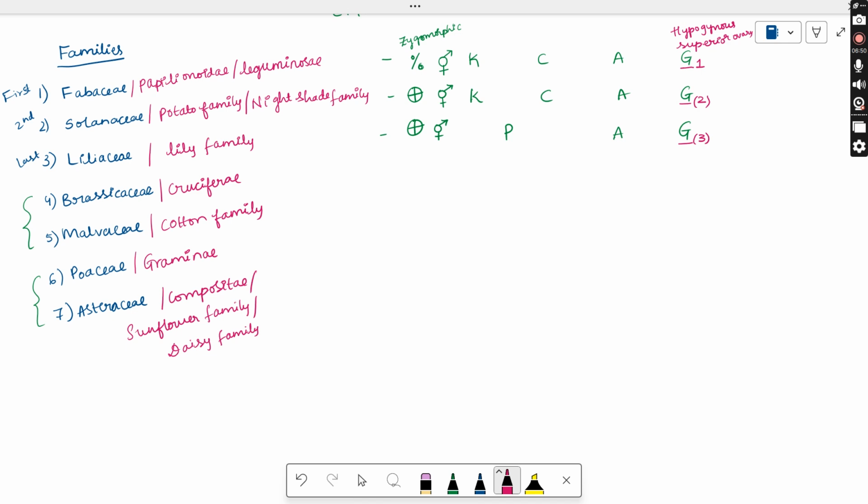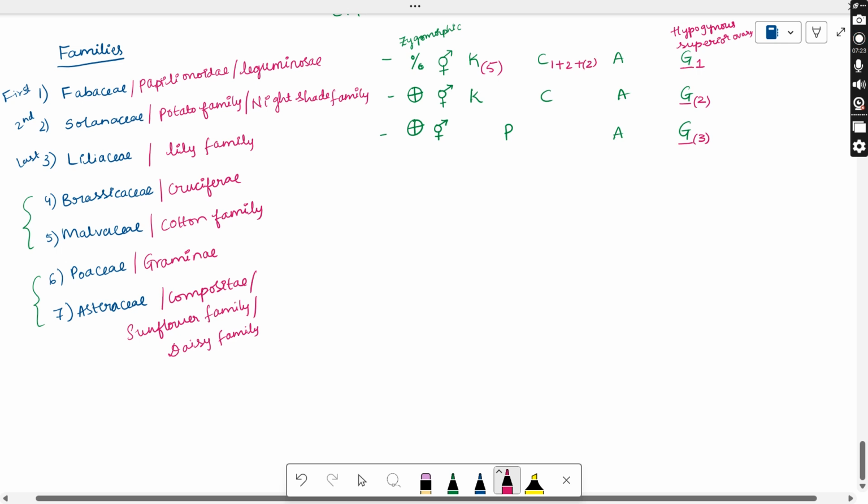So coming to the calyx, corolla, androecium, gynoecium. For Fabaceae, calyx is 5, corolla also 5, androecium is 10. The calyx 5 are in fused condition. The corolla has a special type of estivation, vexillary or papilionaceous type, or imbricate. We call it the descending imbricate type of estivation. So we'll have a 1 plus 2 plus 2 arrangement.